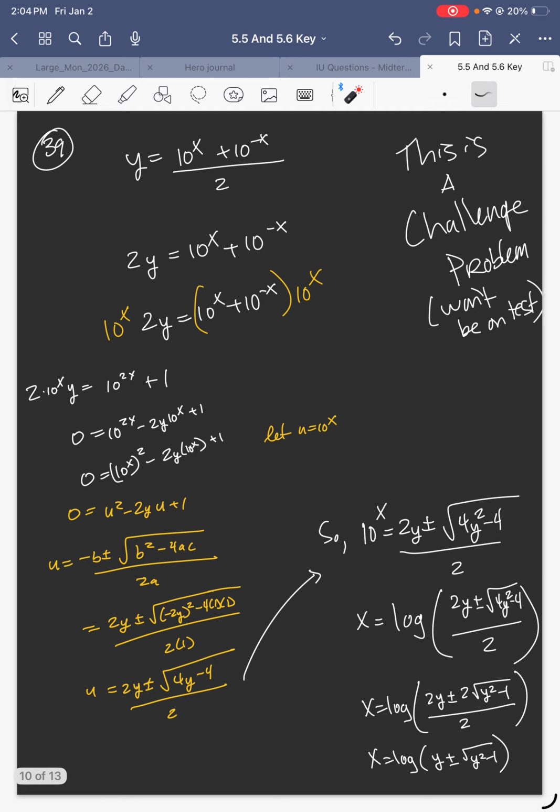This one is a challenge problem. It won't be on the test. Notice it's really similar to what we did before. This one, they wanted us to solve for x in terms of y. So they're saying that when you solve this, you're going to get x equals something, but the only way to do it is to have y's in it. We say again, this is a challenge problem, and it won't be on the test.